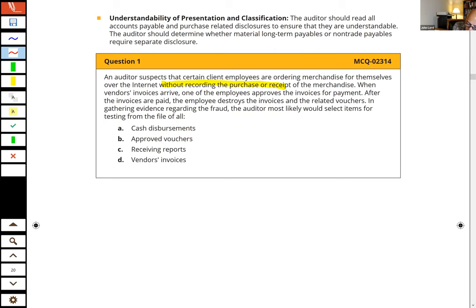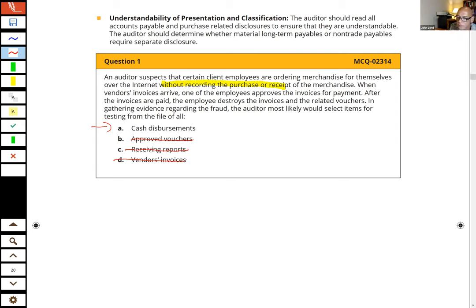Good. The approved voucher packet is an internal document, as is the receiving report, right? The vendor's invoice is external, but the cash disbursement has also what? Has also gone through the banking process, et cetera. And they can't get rid of that. I mean, that money got checked or cashed, and that's going to be there no matter what, right? So the best place to start would be with the cash disbursements.